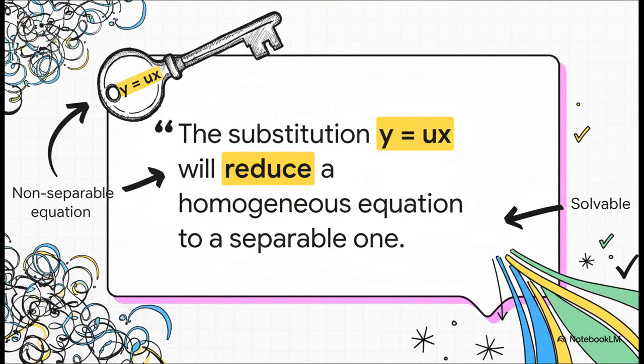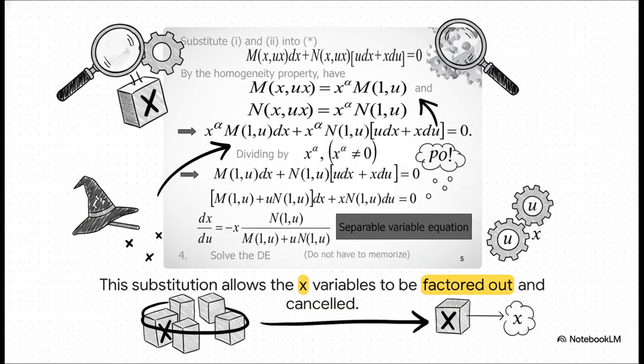And here it is. This is the master key. y equals u times x. This simple-looking substitution is literally the hero of our story. It's the one move that takes a completely tangled, non-separable equation and transforms it into something familiar and, most importantly, something we can actually solve. But why does it work? It's not really magic, of course. It's just clever algebra. Look at the steps right here.